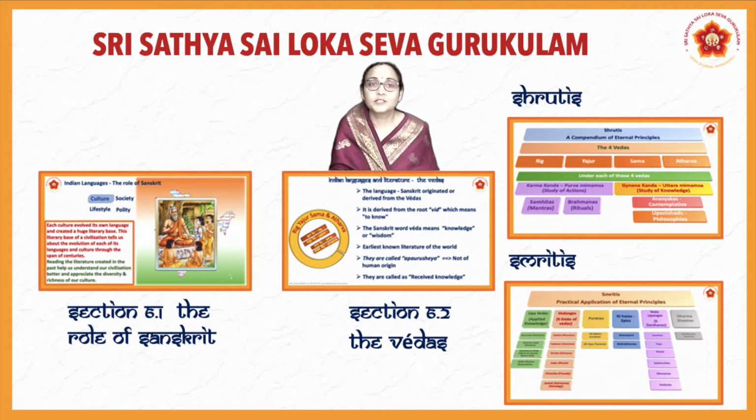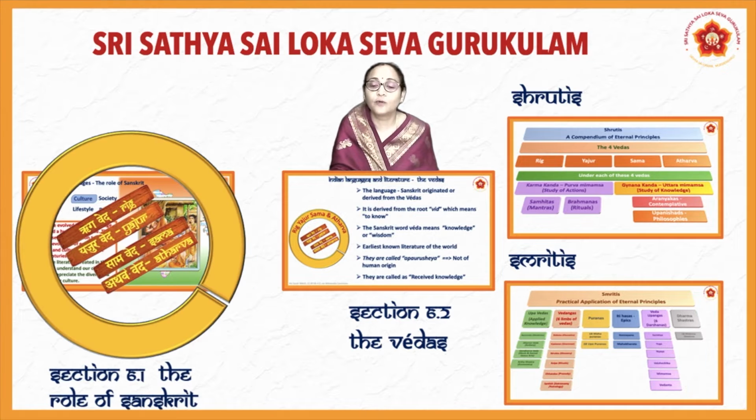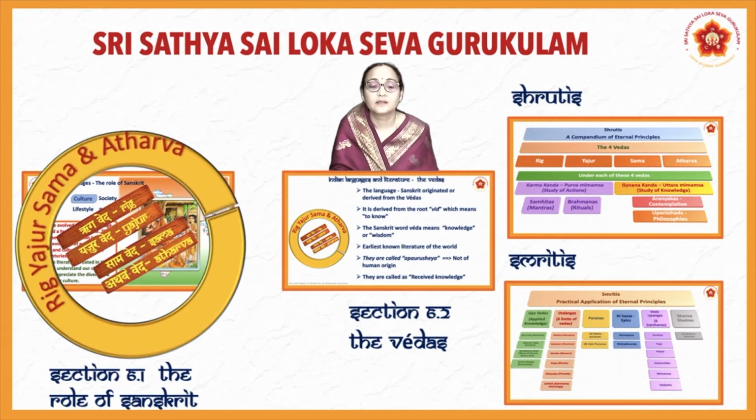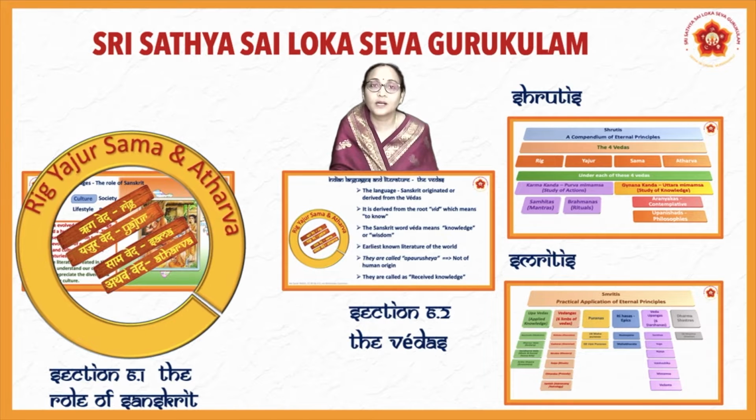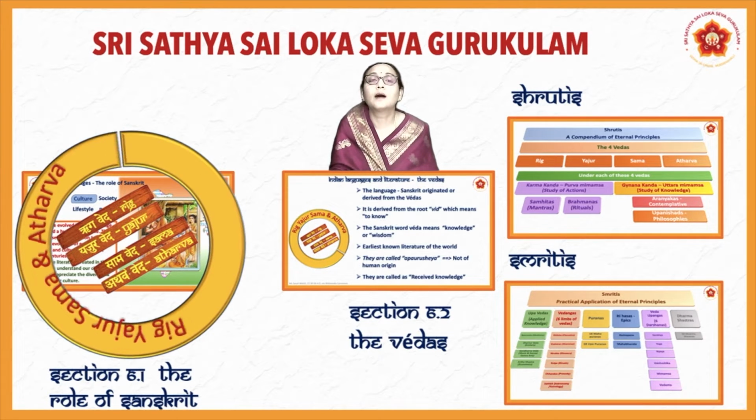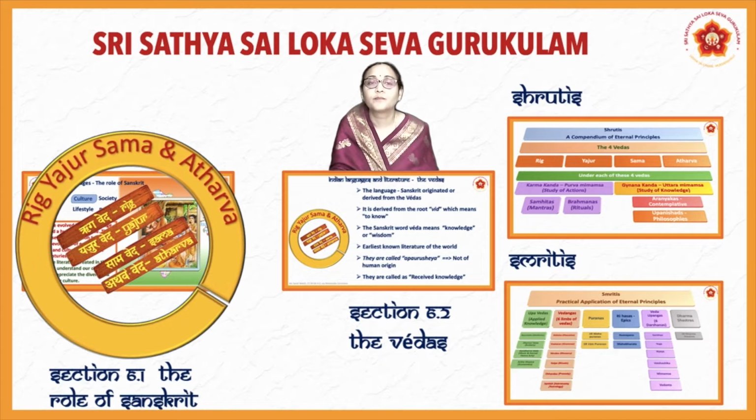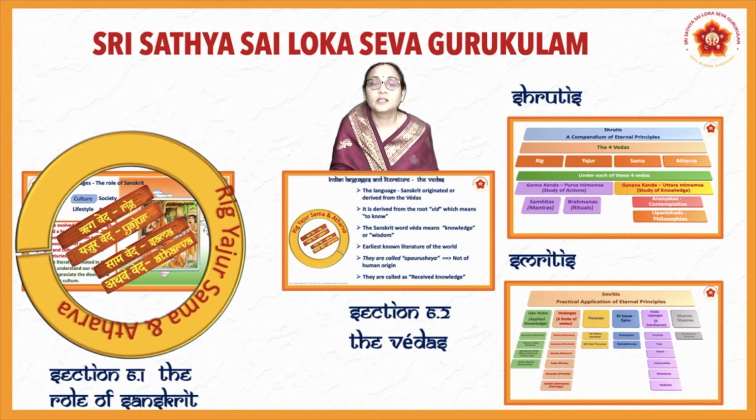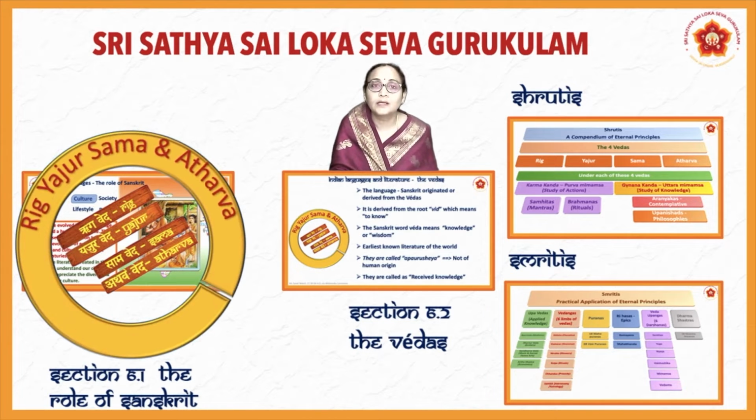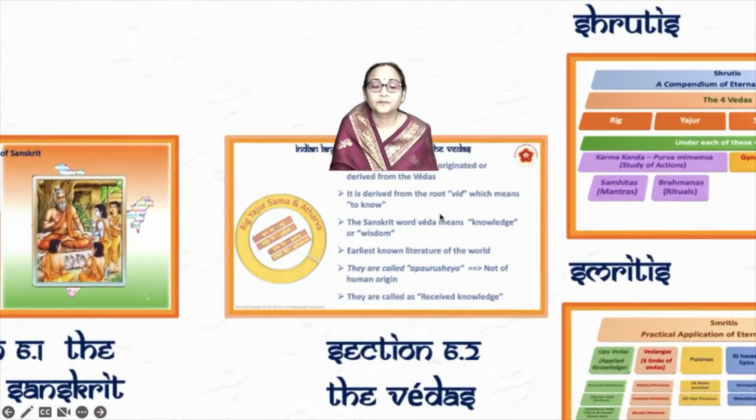It was Krishna Dvaipayana, this sage. We spoke about him in the earlier section. He categorized them into 4 divisions. The word Vyasa means division. That's how he came to be called Veda Vyasa. Now the 4 divisions are Rig, Yajur, Sama, and Atharva.